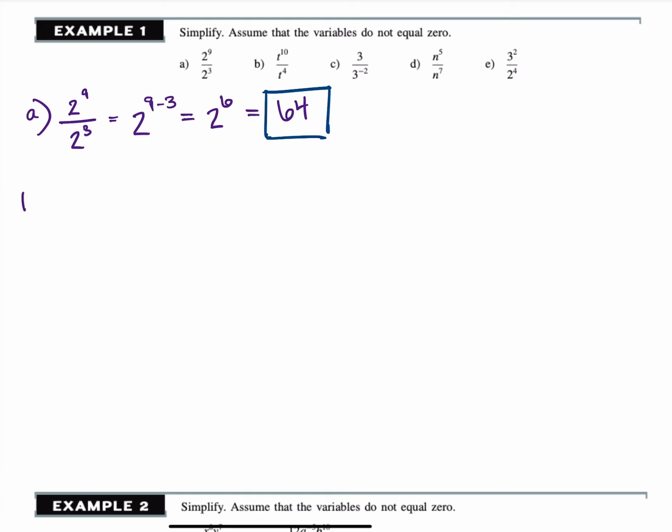In part B, we have t to the 10th over t to the 4th power. So we can write this as t to the 10 minus 4 power, or t to the 6th. Or we could view 4 of these as canceling with 4 of those in the numerator. We would have 6 left over.